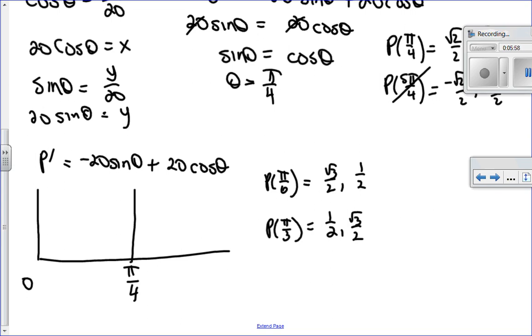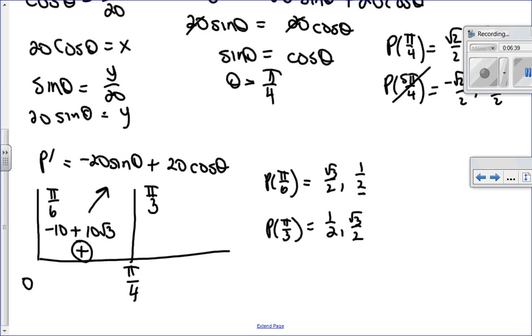Okay, so to the left of pi over 4, I'm going to use pi over 6. So negative 20 times sine. Well, you can see that sine is a half, so negative 20 times a half is negative 10. Plus 20 times cosine. Well, cosine is root 3 over 2, so 20 times that would be 10 root 3. Because 10 root 3 is bigger, it will be positive. Positive meaning it's increasing.